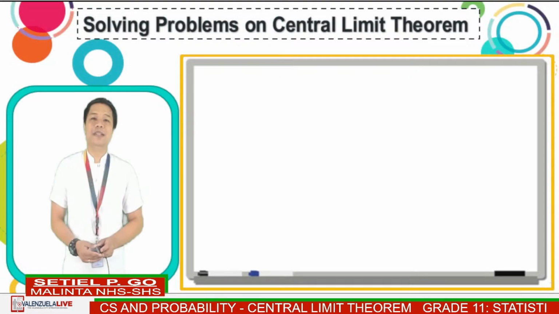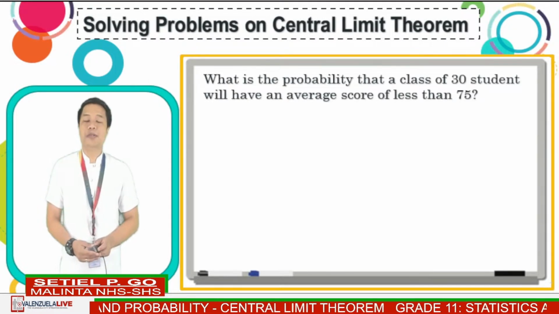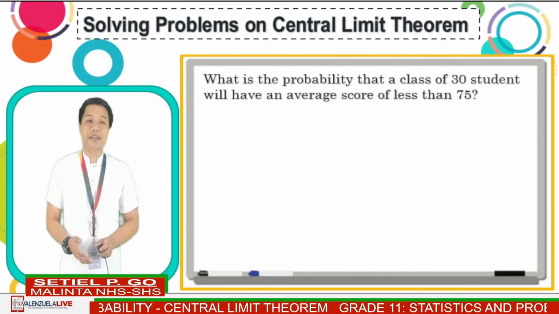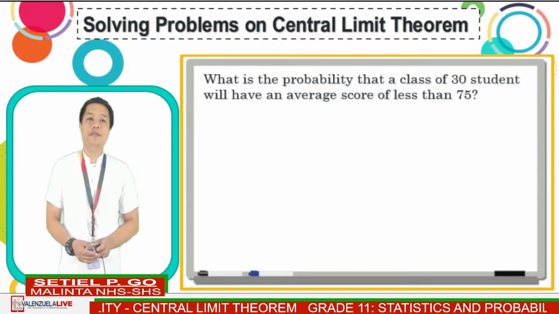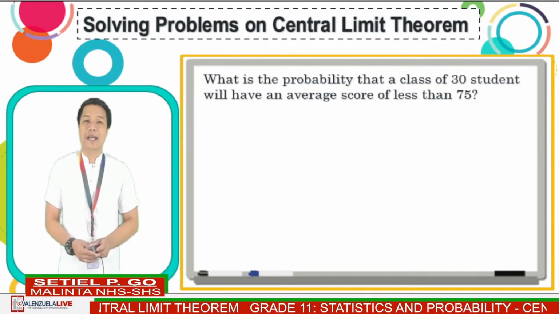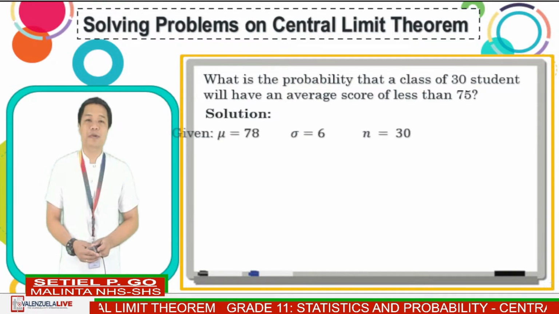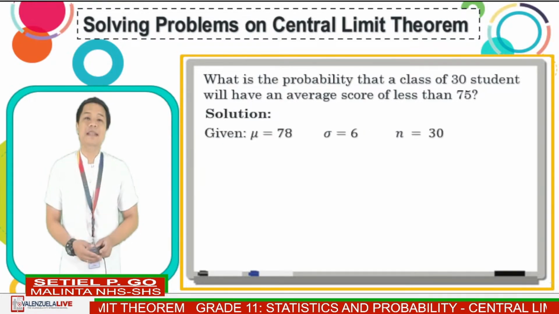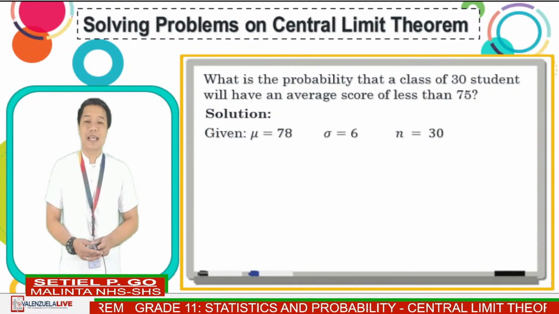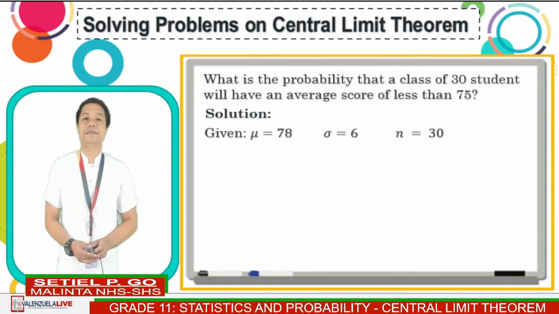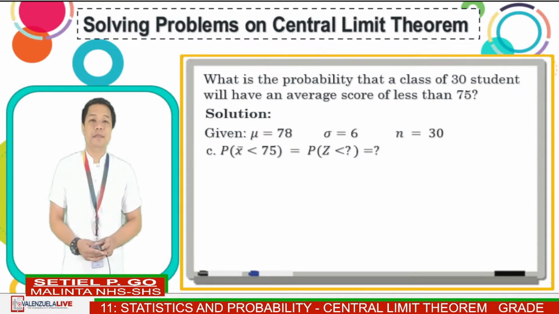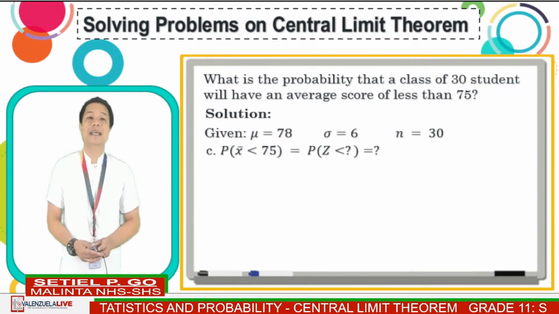Now lastly, in letter C, if you go back to the problem, what is the probability that a class of 30 students will have an average score of less than 75? So this time, you're going to use the central limit theorem. So the solution will be, we're going to state the given again. The given are the mean, which is 78, the standard deviation, which is 6, and the n is 30. So we're going to get the probability that the average score, or the mean, is less than 75.